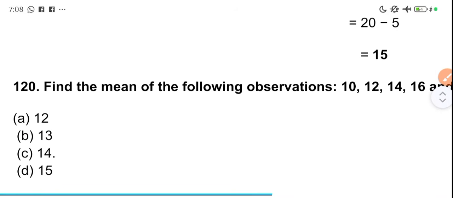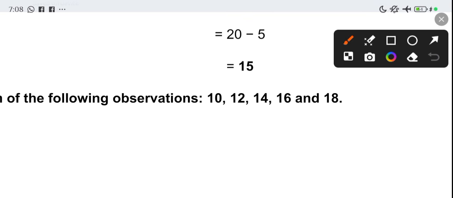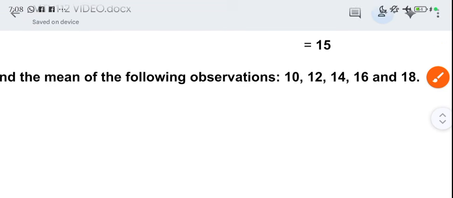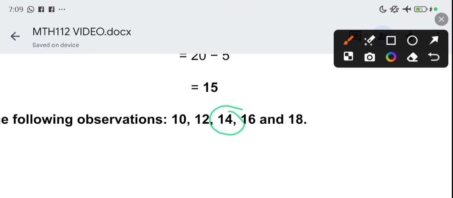Find the mean of the following observations 10, 12, 14, 16, 18. Alright, so what is the mean of this one? Now when you see, let me just give you a trick. Once you see consecutive numbers like this, the middle number is always the mean. Remember I said the middle number is the median. But when you see consecutive numbers like this, the middle is always the mean. So what am I trying to say? This is the middle, 14. This means that the mean is 14.